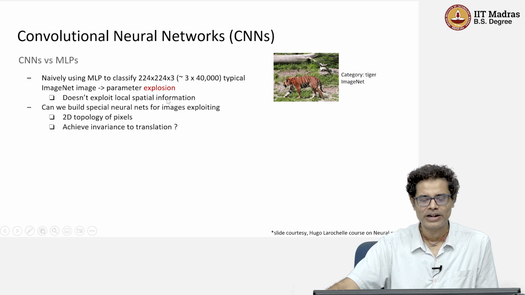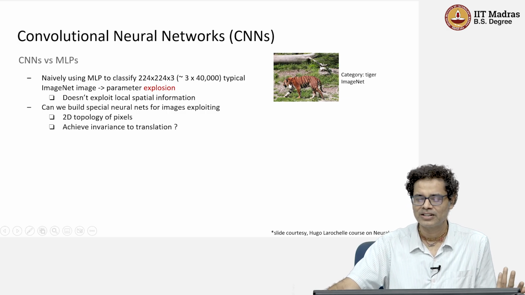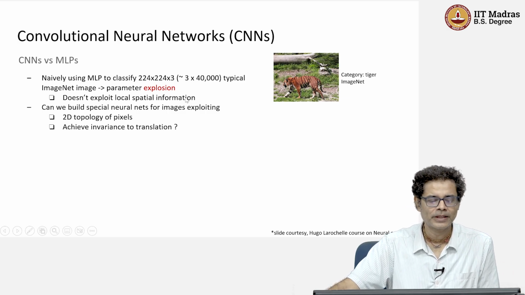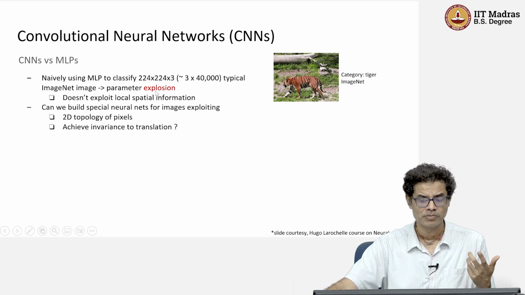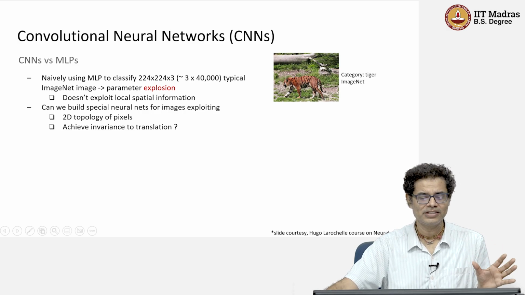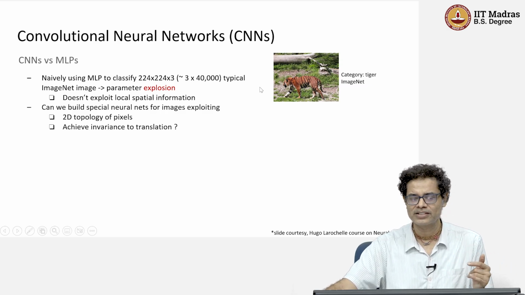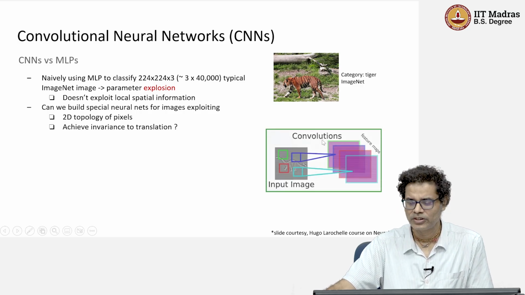And also it doesn't exploit the local spatial information. Locally I can see the tiger and all, but if I make it a vector, then that spatial information is lost. So first of all, we should avoid this kind of parameter explosion, and second, we should exploit the 2D nature of the data. For that, the right thing to use is CNN, convolution. So 2D topology, and also we want to achieve invariance to translation, which comes with convolution. These are the goals, so the convolution neural network is the right thing to use.